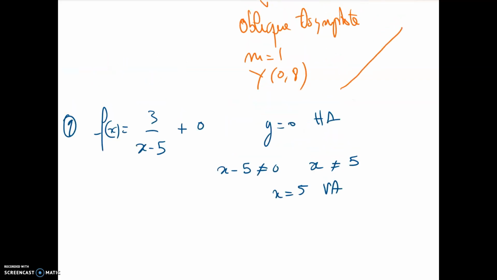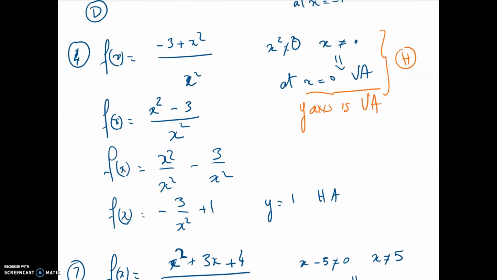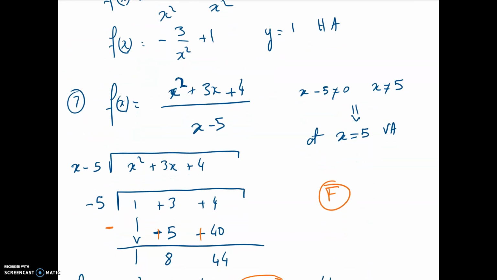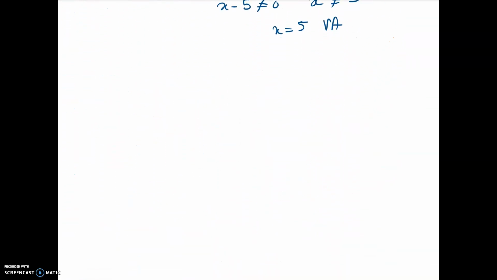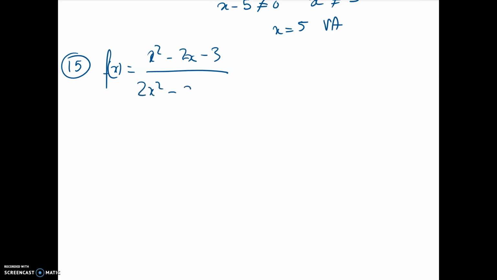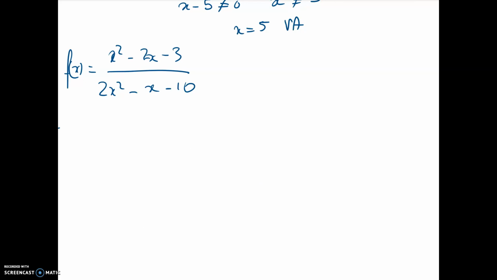Problem number 15 and 19. So, in this problem number 15, what do we have? We have a function f of x. This function f of x is equal to x squared minus 2x minus 3, and we are dividing it by 2x squared minus x minus 10. So the first thing I want to do is use Desmos. I use my graphing calculator.